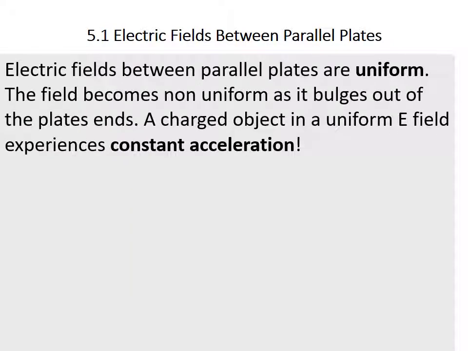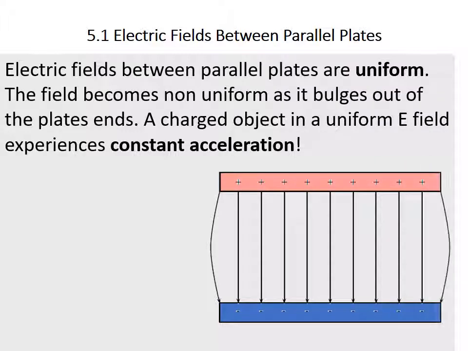Okay, so we have electric fields between parallel plates. Yeah, they are uniform. The field is non-uniform as it bulges out of the ends here, so this is the only place where you get a deviation from the uniformity. But the parallel plates are really amazing because the middle, this space in between, is where we have a uniform electric field. The spacing between these E field lines is even.